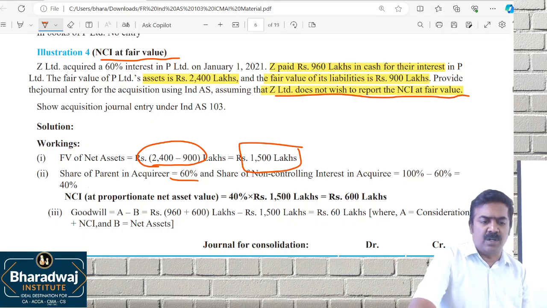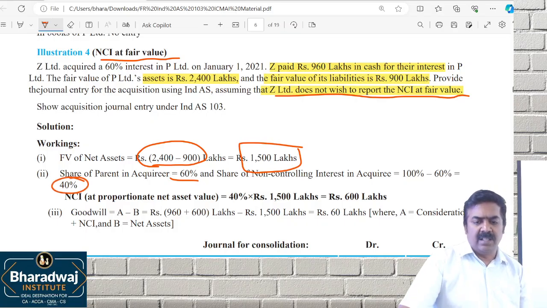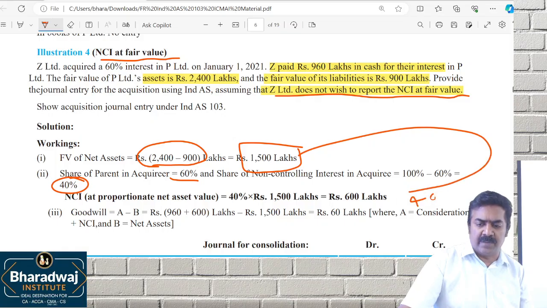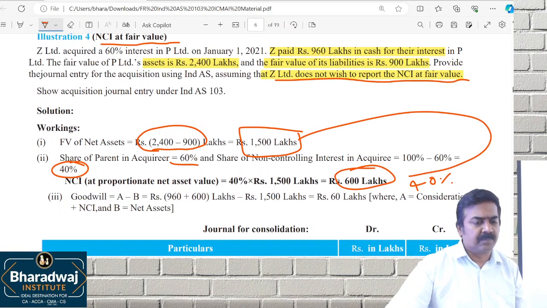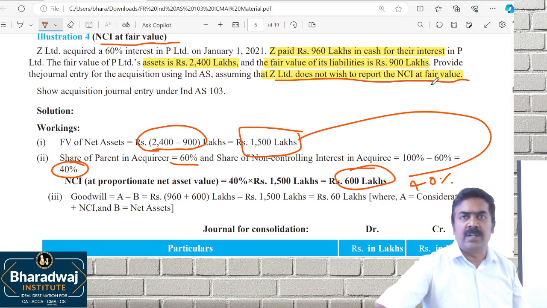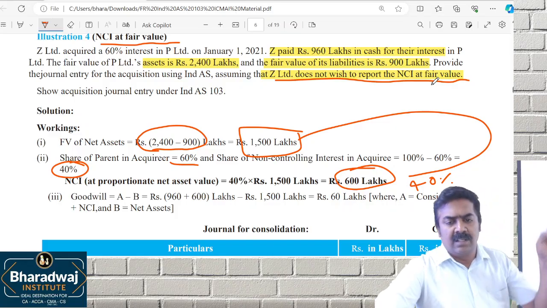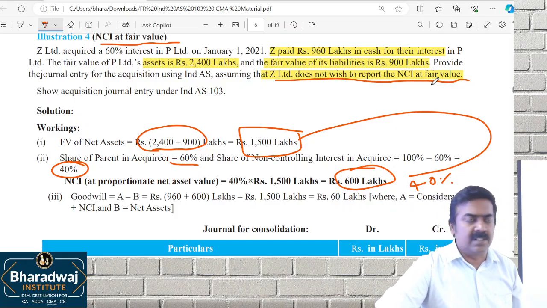Now, NCA will hold what? 40%. NCA value will be 1,500 into 40%. How much? 600 lakhs. 600 lakhs. So, any doubt in it? Net assets, assets minus liability, 1,500 lakhs. Okay, into 40%, 600 lakhs.